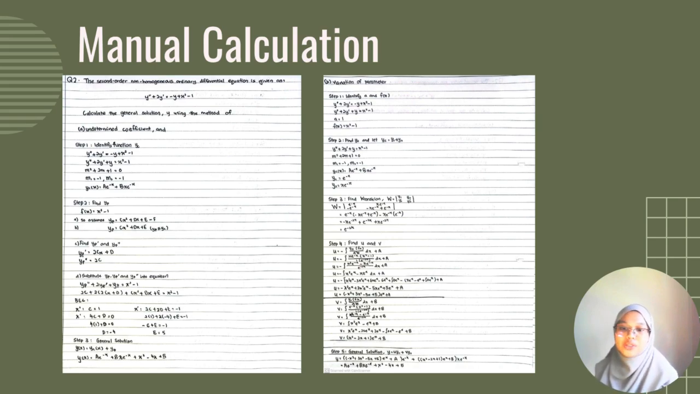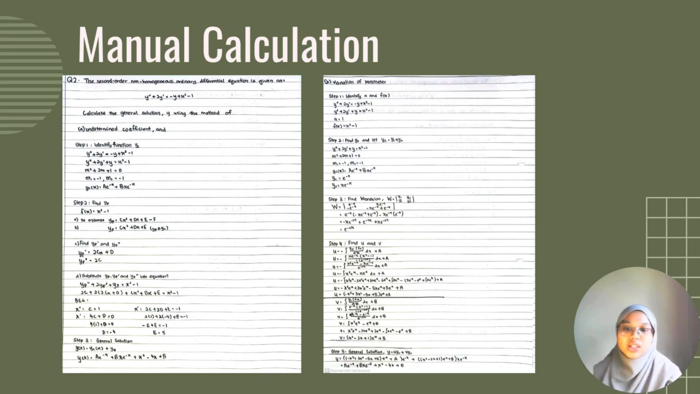Second, we must find the value of v. The formula for v is the integral of y1 f(x) divided by the Wronskian dx plus b. With the same method, we insert all the values into this formula, and we get the value of v is equal to, in the bracket, x squared minus 2x plus 1, times e to the power of x, plus b.